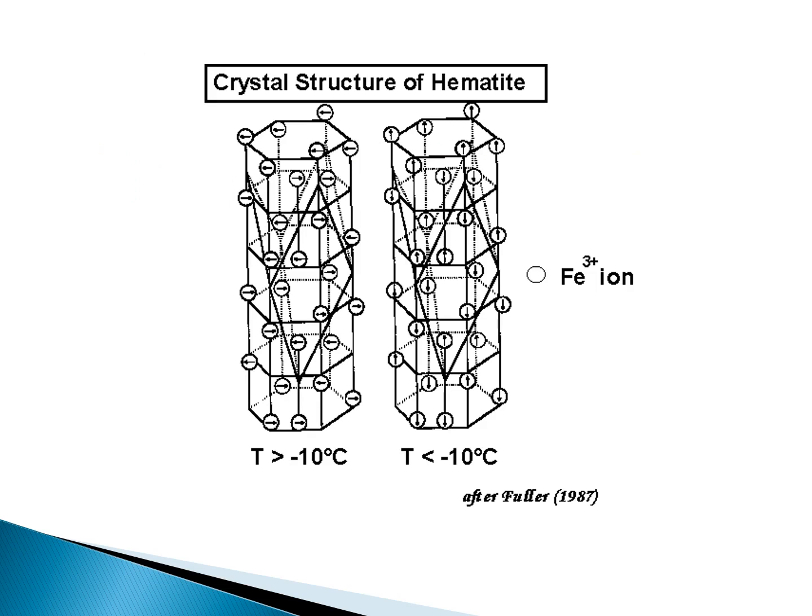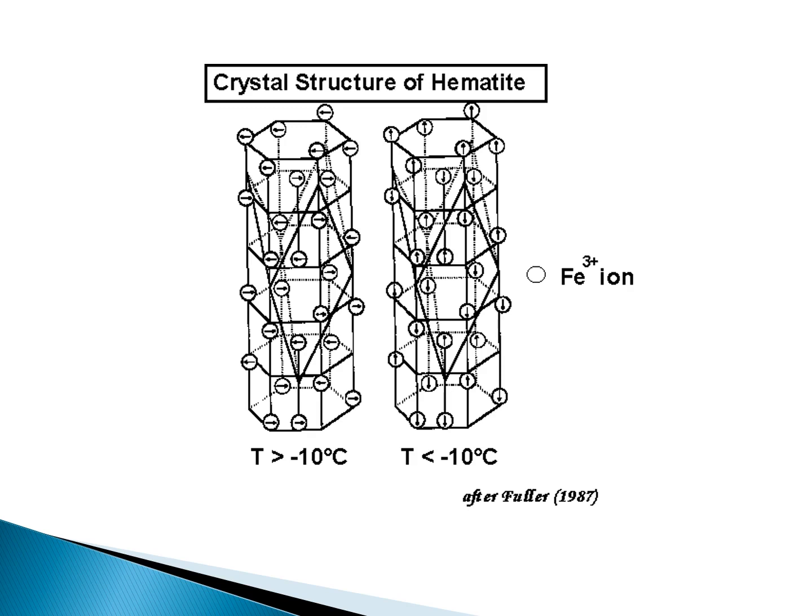Crystal structure of hematite. Hematite is also a magnetic compound which shows different phenomena with the change in temperature. In the left structure, the temperature is greater than -10 degrees Celsius. In the right structure, the temperature is less than -10 degrees Celsius. Here is the magnetic moment direction with the hexagonal structure. In the left structure, the hexagonal structure and the magnetic moment are in the same direction, meaning they are parallel.